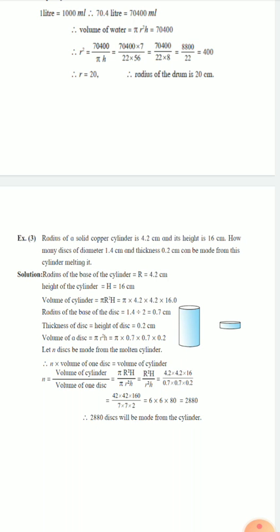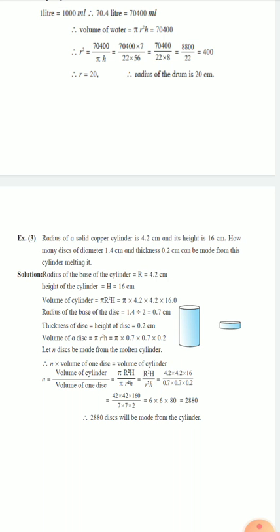How many discs of diameter 1.4 centimeter and thickness 0.2 centimeter can be made from the cylinder by melting it? Okay, see again, one more practical problem, which is dealing with an important application.